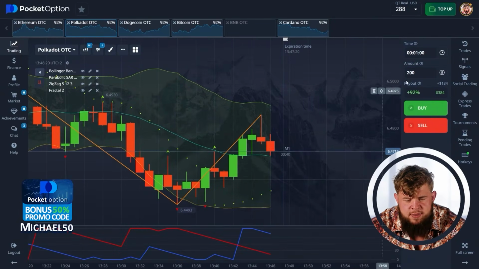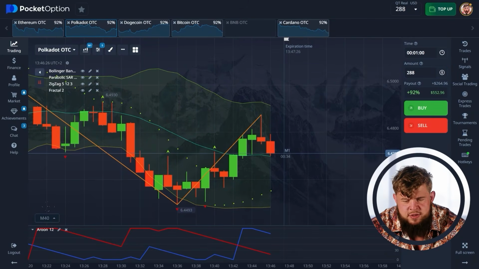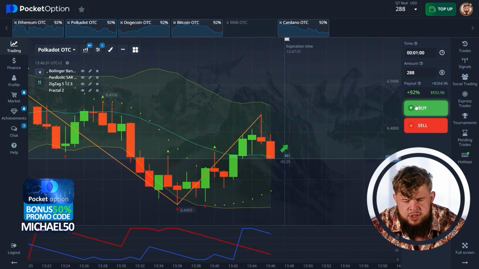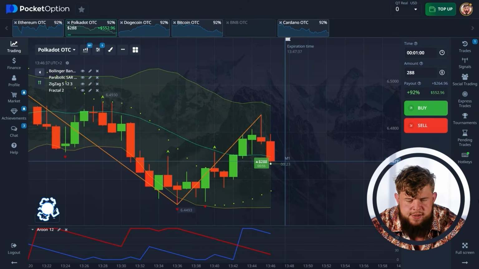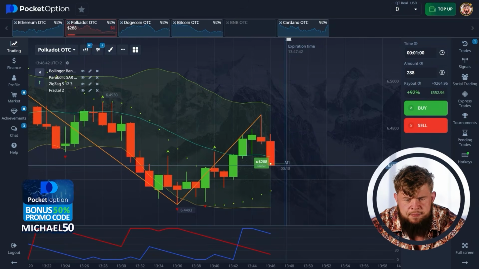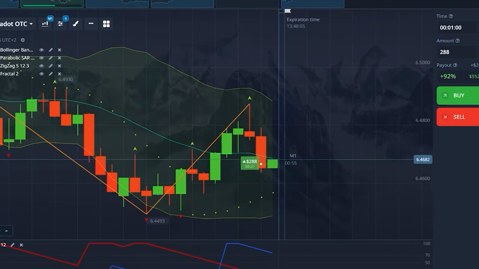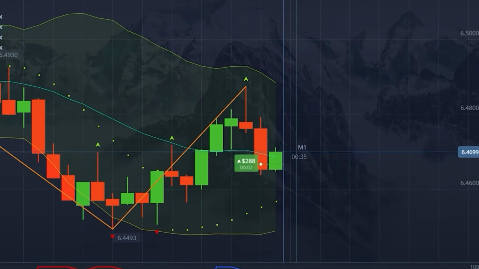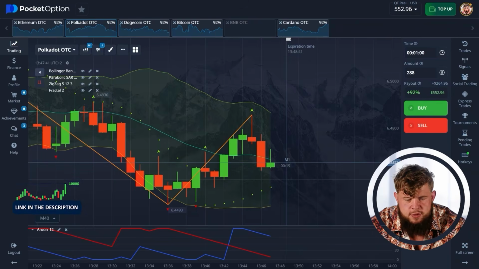Now we are trying to get back below the middle line. Let's change our investment to $288. We're going all in. And let's try to open a buy position from the retest of the middle line of the Bollinger Bands channel. I am sure that we will highly likely get the pullback reaction from the middle line of the Bollinger Bands channel. So $552 we have right now on the deposit. This was one more profitable trade.